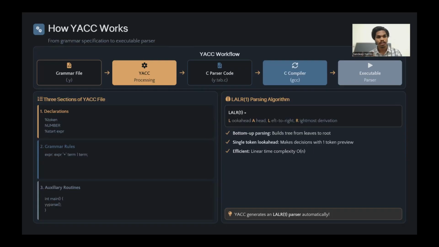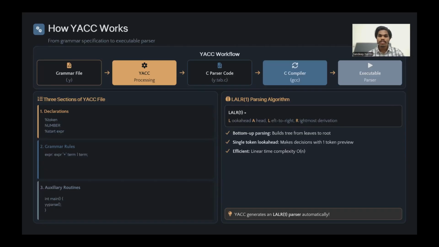That is, we have an example that is expression, where expression plus term or term. So this comes under the grammar rules section. And also we have the auxiliary routine section. Here we write our grammar like C functions, such as a main function, yyparse or yyerror, like any function. That is, we write them by using C language functions.